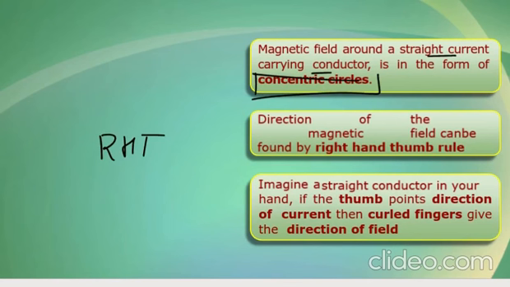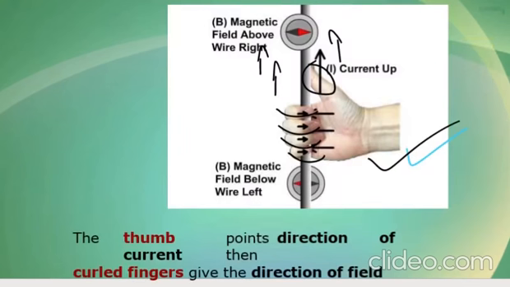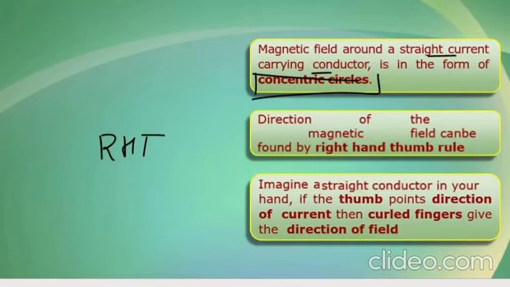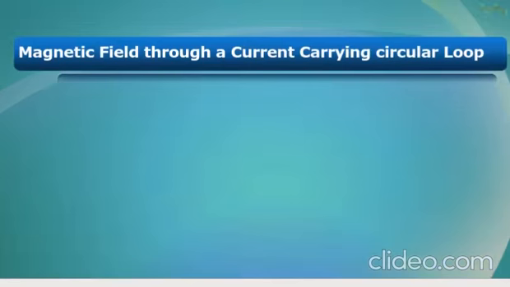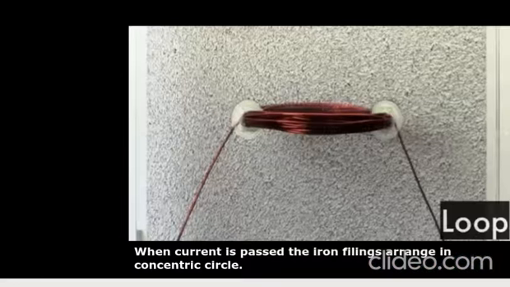And if I have a straight conductor, if I hold it like this, the curled fingers will show the field, and the direction of the thumb shows the current. Okay, so I hope this topic is clear. Next topic is magnetic field through a current carrying circular loop. Now, if I have a loop, how will it do? Don't worry, we have a picture also here.